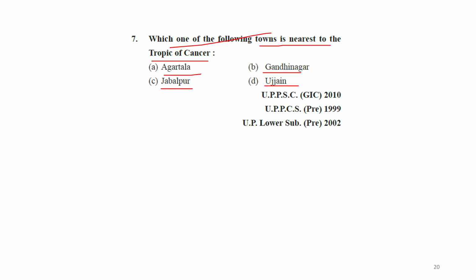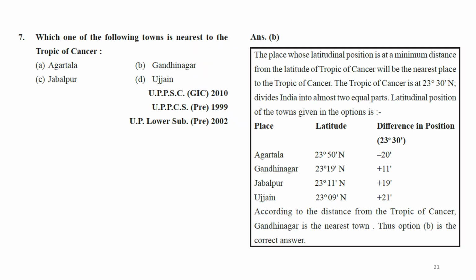Okay, maybe in the next video we'll see the topic of questions based on the Tropic of Capricorn. So here they're asking the nearest town to the Tropic of Cancer. So yeah, okay, it is Gandhinagar, which is nearest. We'll read the explanation part here.